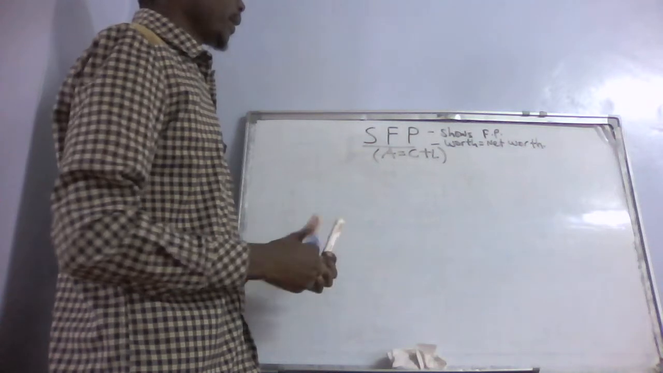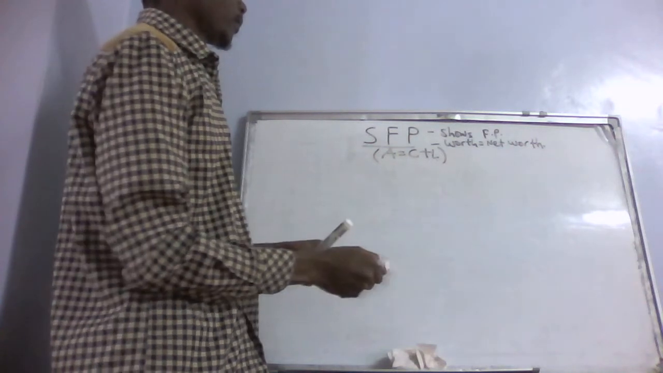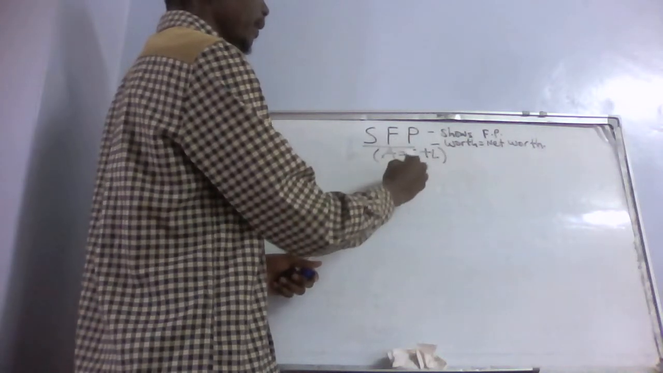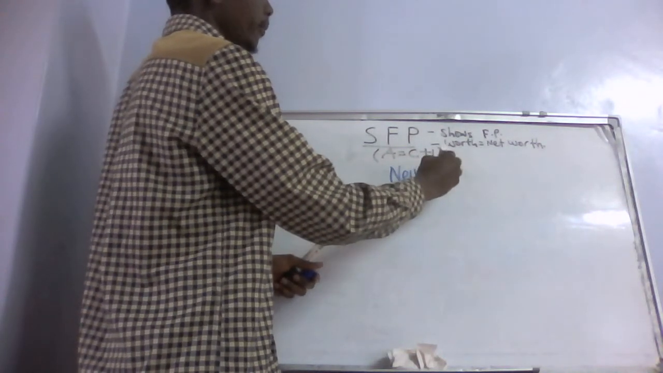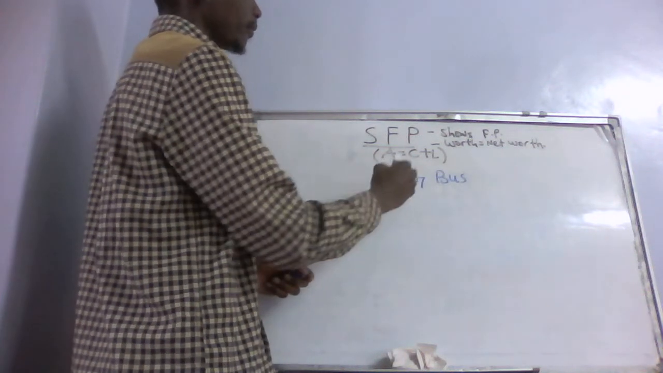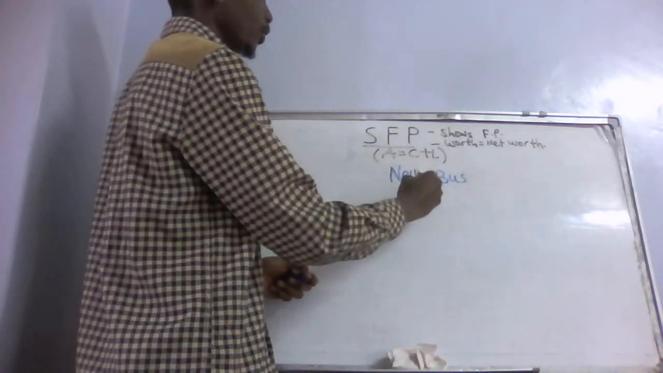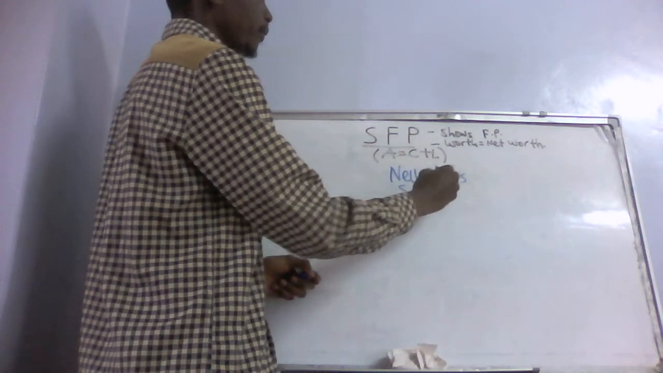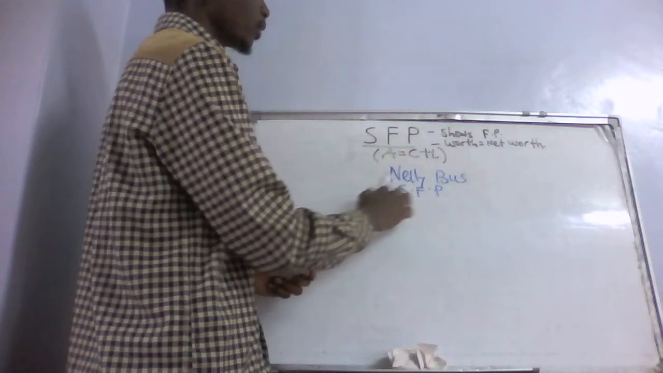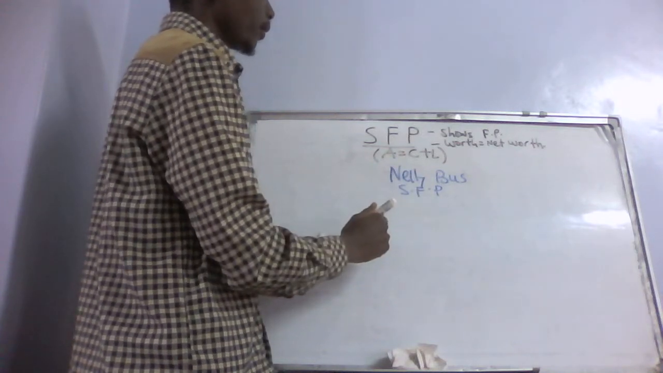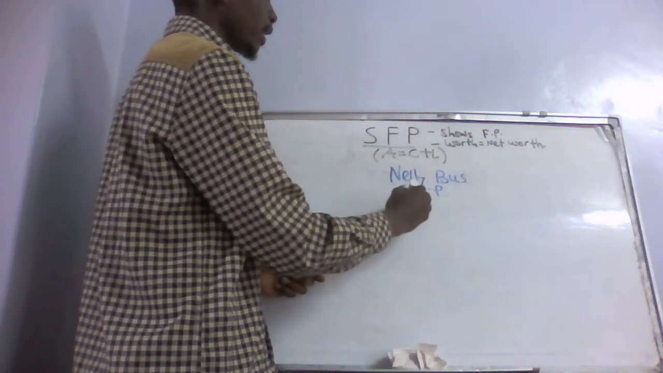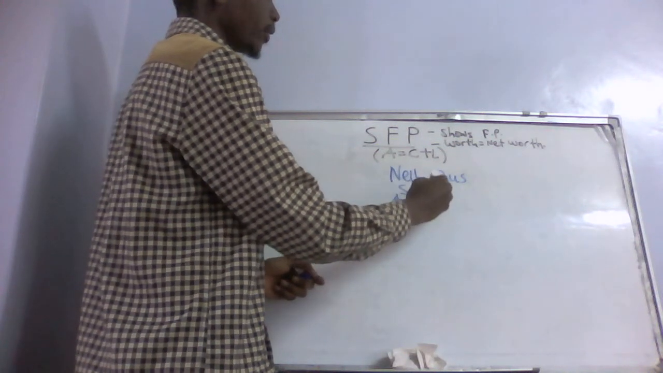So what will happen here is that we will have something like, let me call this Nelly business. Then I have statement of financial position. So this one is in brief, but don't use this. Use the full name. Then as at. So statement of financial position is always as at a particular time.